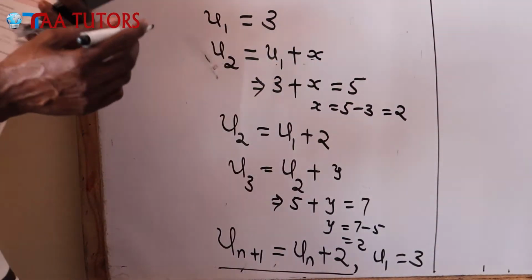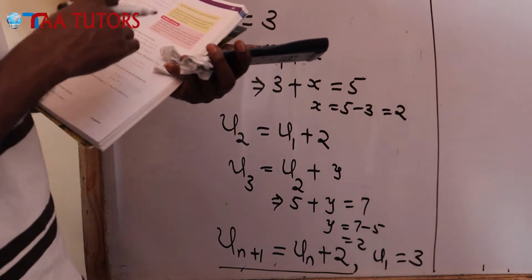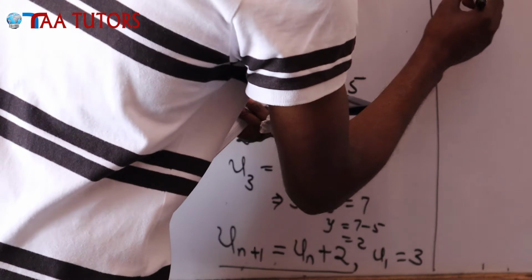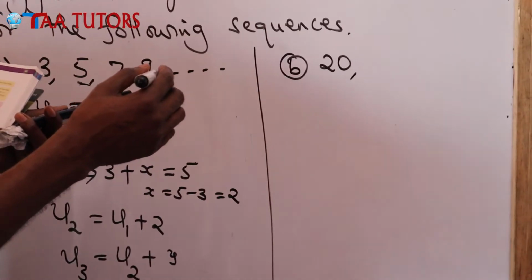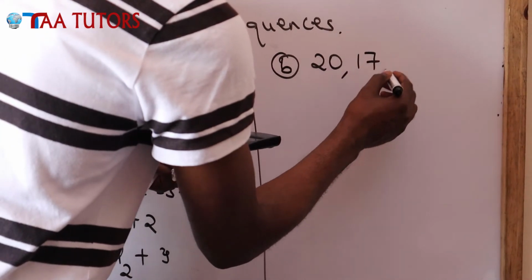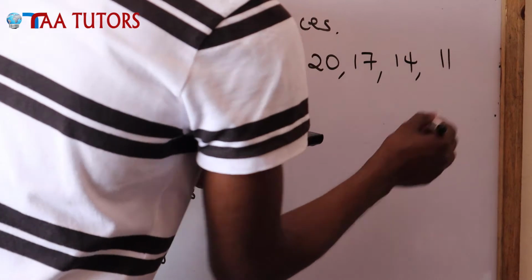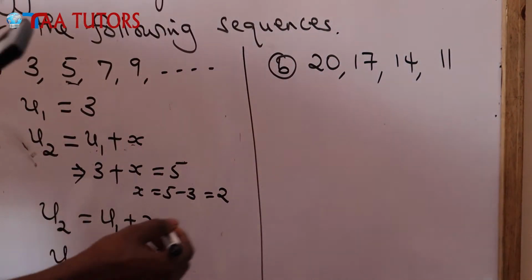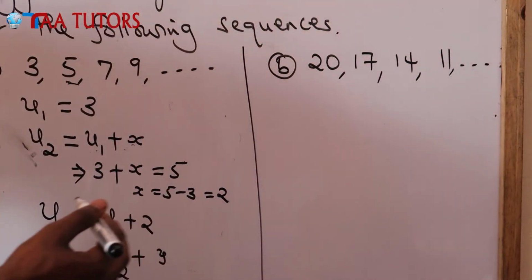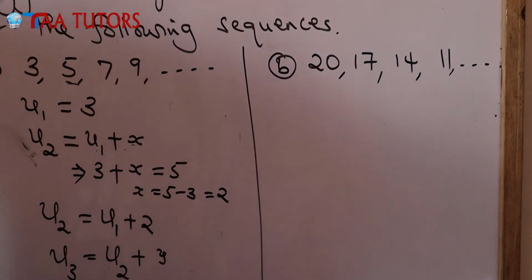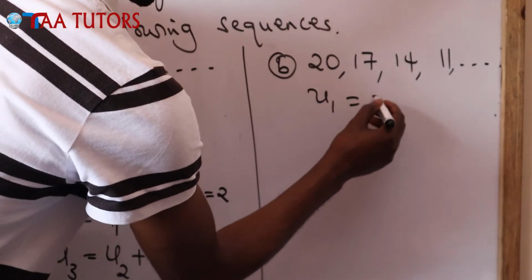What about if I give the second one, which is part B: 20, 17, 14, 11. So we have 20, 17, 14, 11. This is decreasing, which means that we will be subtracting something. We know that the first term here is 20.